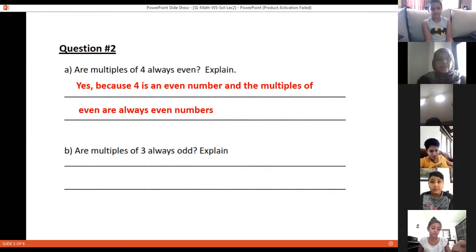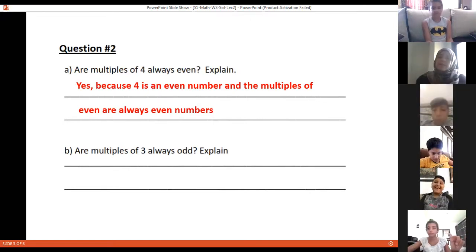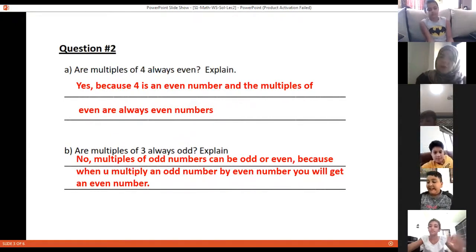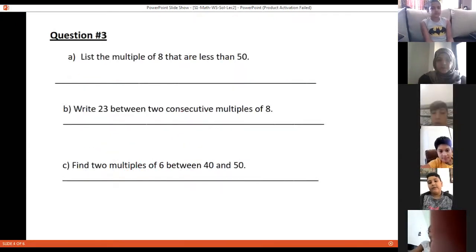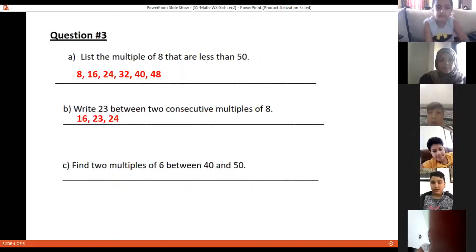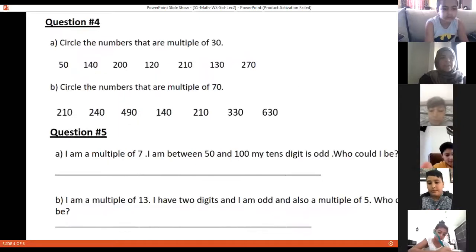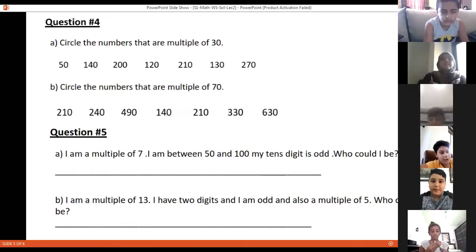Are the multiples of 3 always odd? No, because sometimes, for example, if you multiply 3 by 2 or by 4, by an even number, you are going to get an even number. So multiples of odd numbers can be odd or even. Okay? Do you have any question about this? No.